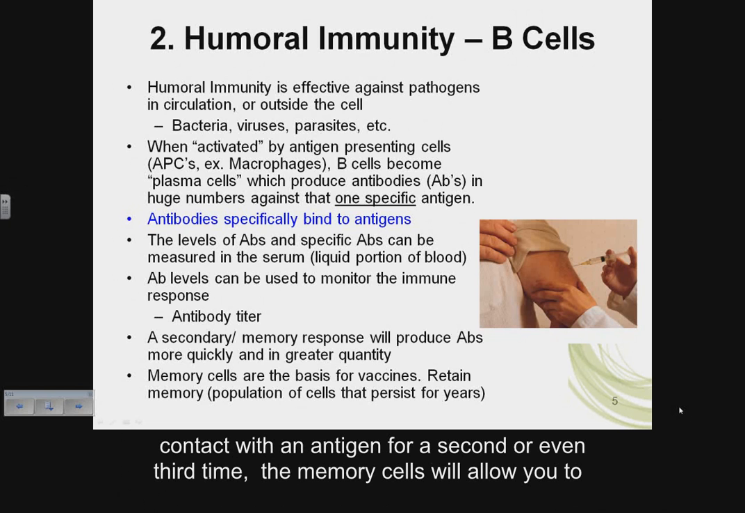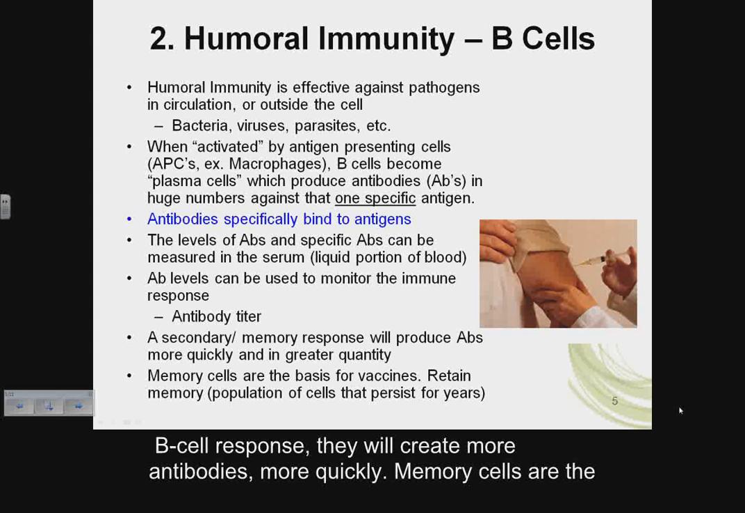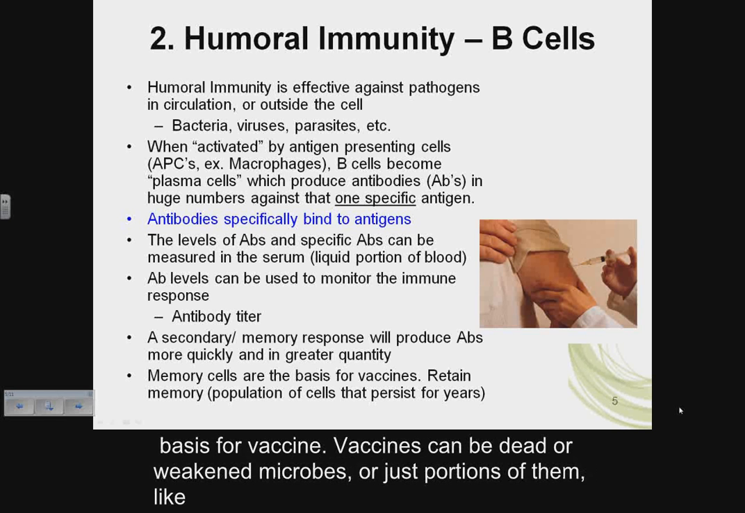I want to remind you that when you come into contact with an antigen for a second or even third time, the memory cells will allow you to respond much more quickly and with greater quantity. In other words, if we're talking about a B cell response, they will create more antibodies more quickly. Memory cells are the basis for vaccine.